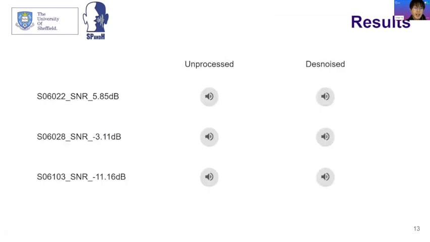So here I also put 3 pairs of unprocessed signals and their denoised signals at relatively high, mid, and low SNR scenes. And I guess I can play them here. So you might want to turn down your volume a bit so that it's not too loud. Basically, the first one is the high SNR signal.